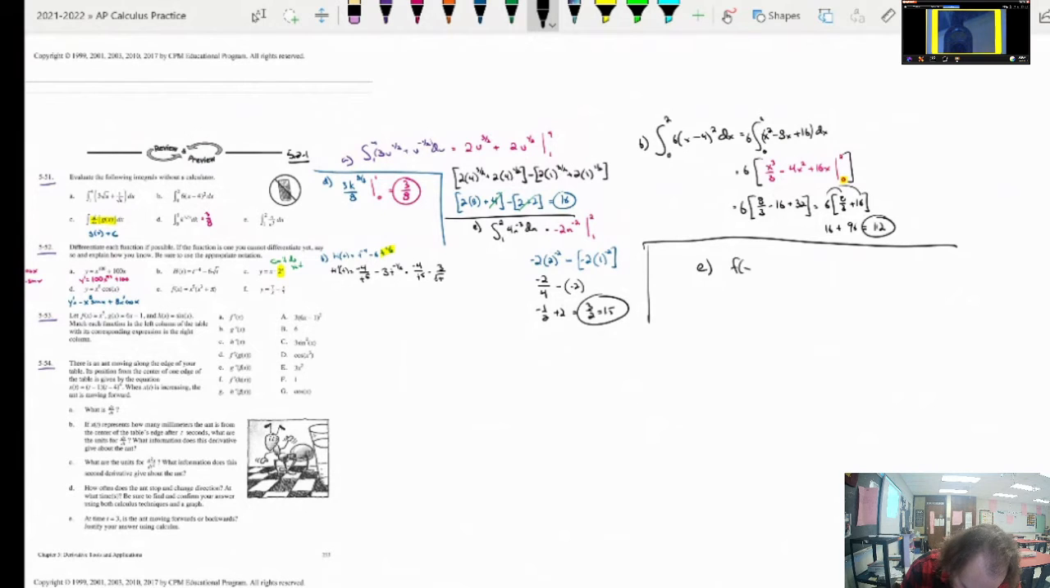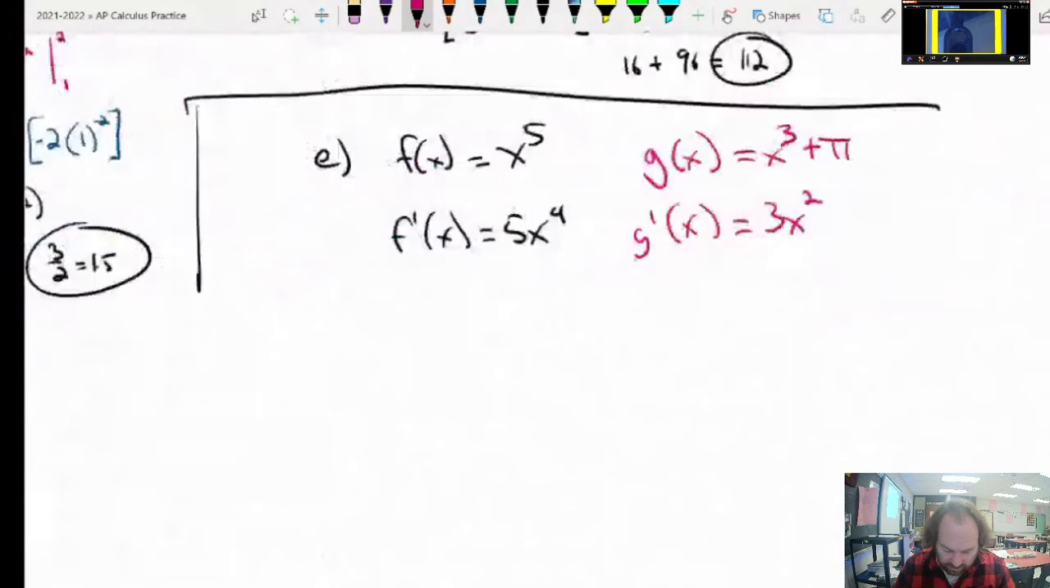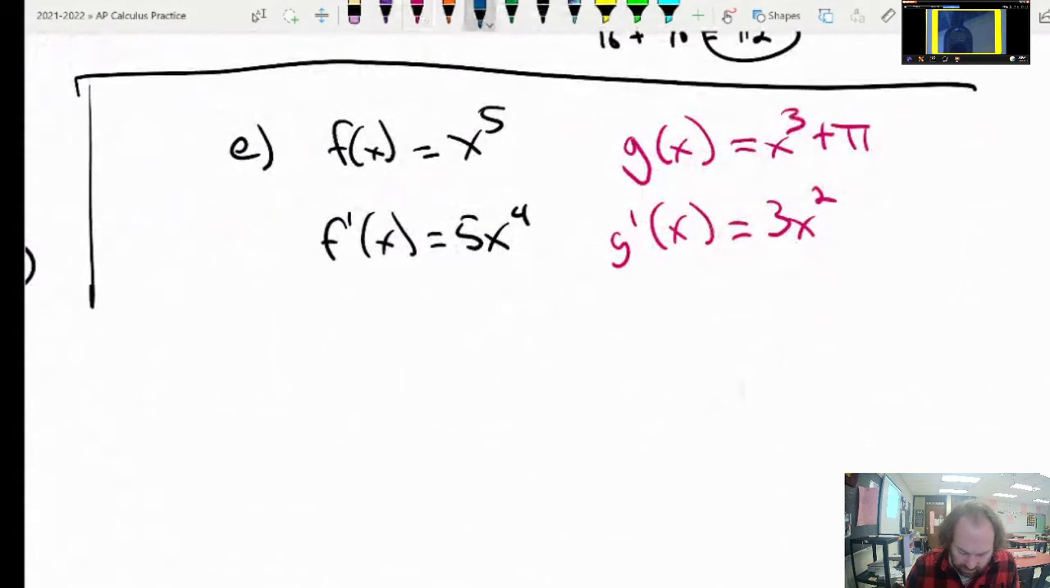The original function, f of x, on the left, is x to the 5th, and so the derivative of that is 5x to the 4th. I'll zoom way in on this in just a moment. The right function, g of x, is x to the 3rd plus pi, and the derivative of that is 3x squared. I suppose you don't need the product rule for this one. It's actually going to be pretty easy to put together without using it, but I'm going to use it anyway.